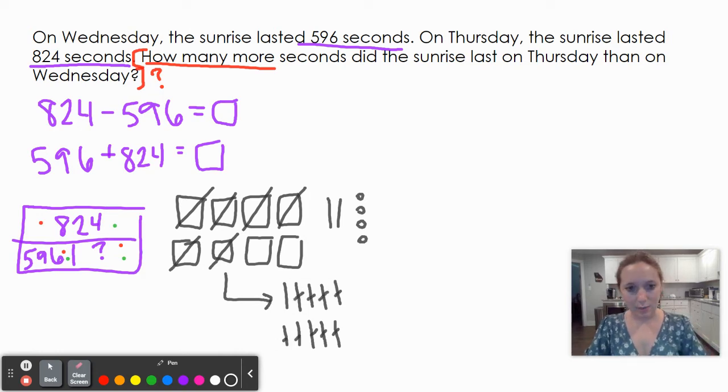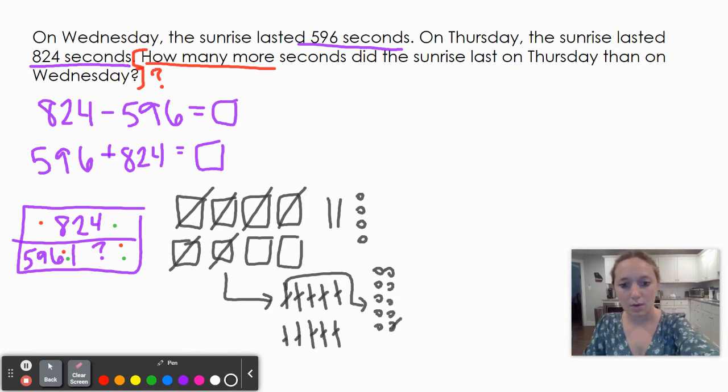And now I have to take away 6 ones, but I don't have enough ones. I only have 4 ones. So now I have to take a 10 to the bank, and the bank will give me 10 ones: 1, 2, 3, 4, 5, 6, 7, 8, 9, 10. And now I have enough ones to take away. Now I can take away 6 ones: 1, 2, 3, 4, 5, 6. Now I can count what I have left: 100, 200, 210, 220, 221, 222, 223, 224, 225, 226, 227, 228.